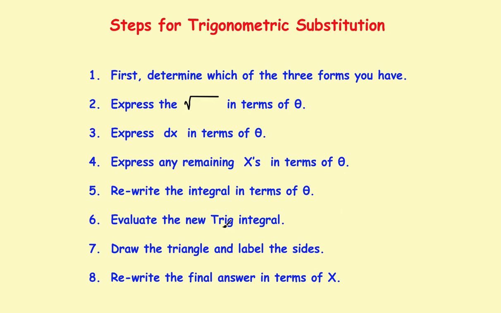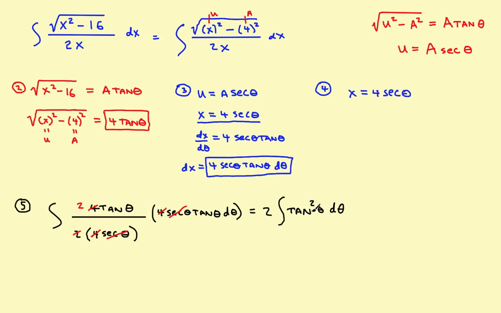The next step says, now evaluate the new trig integral. So you have to find the antiderivative of the tangent squared. But the problem is that you don't have an integral for the tangent squared, so you've got to change it into something that you do have one for. Just a reminder, this is one of your trig identities: the tangent squared is equal to the secant squared minus 1. So the trick is if you change the tangent squared into the secant squared minus 1, then you do have an integral for the secant squared, and you'll also be able to find the integral of 1. So we'll take advantage of that.